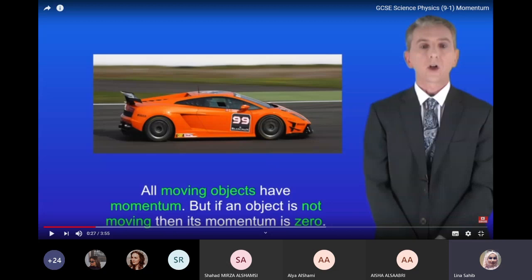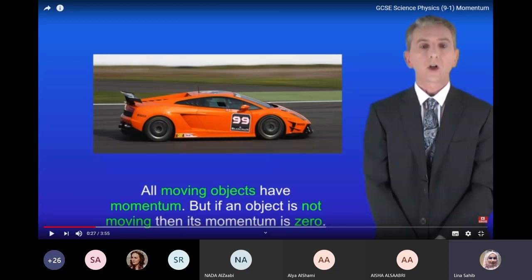Momentum talks about the amount of motion of that object. So the question here: if the object is at rest, with zero velocity, does it have momentum or not? Who can answer this question? It has no momentum. So no motion, no velocity, no momentum. If there is a velocity, there is a motion, there is a momentum.